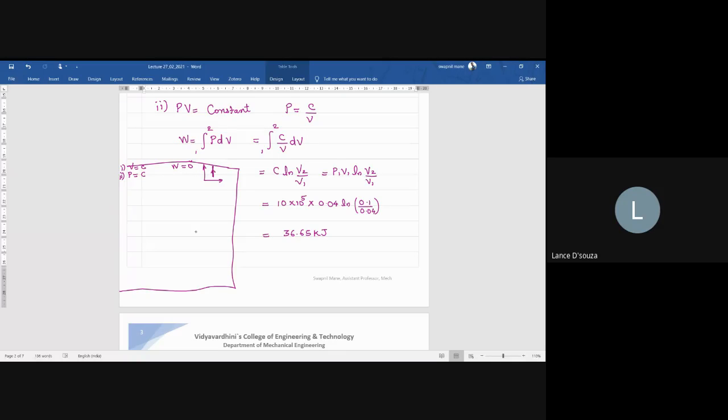Got it. समझ गया. ये PV डायग्राम है. ये एरिया अंडर द कर्व कुछ नहीं है. There is nothing. So W equal to 0.